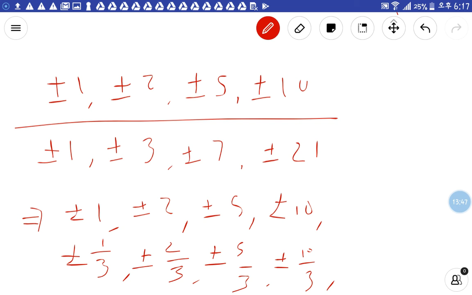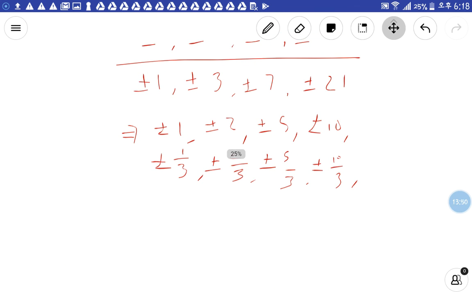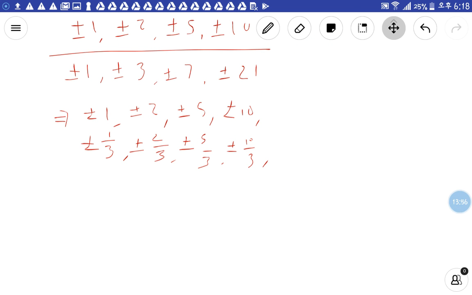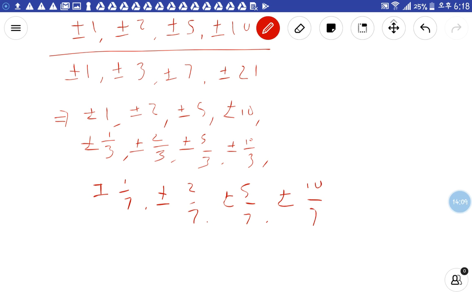All right, now we have plus or minus 1 over 7, plus or minus 2 over 7, plus or minus 5 over 7, plus or minus 10 over 7. Last line, 1 over 21. So these are all the possible answers, and your answer should be within those lists. It's a lot, right? So you're going to plug these in to find out which one is exactly the answer.